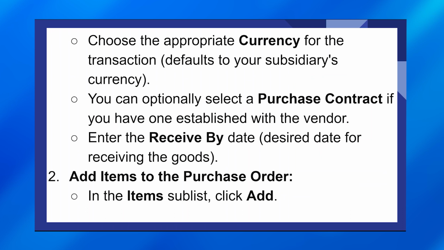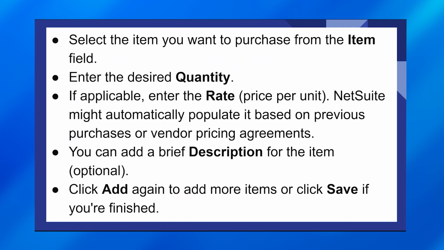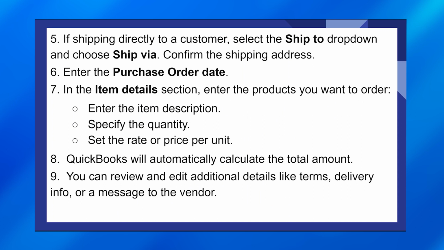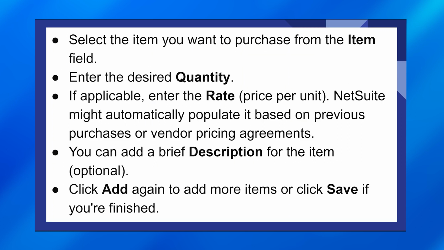In the Items sublist, click Add. Select the item you want to purchase from the item field. Enter the desired quantity. If applicable, enter the rate. NetSuite might automatically populate it based on previous purchases or vendor pricing agreements.